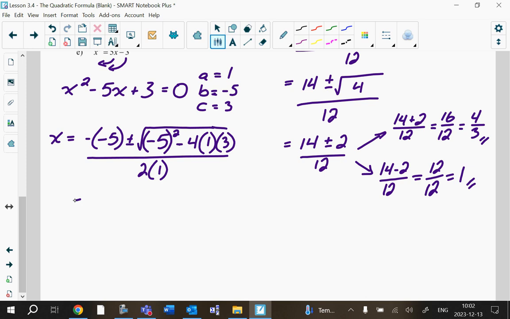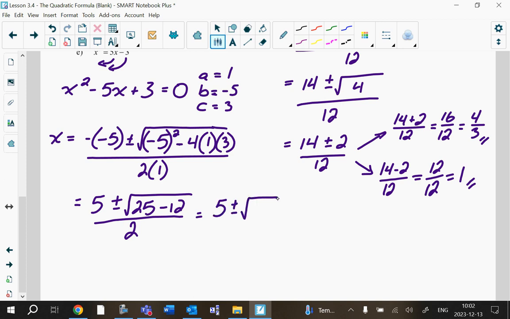So the 2 negatives give us 5 plus or minus 25 minus 12 under the square root over 2, which becomes 5 plus or minus the square root of 13 over 2. Where to now? Can't take it exactly. Can you simplify it? Is there a perfect square that goes into it? So we're done. That's as far as we can go.